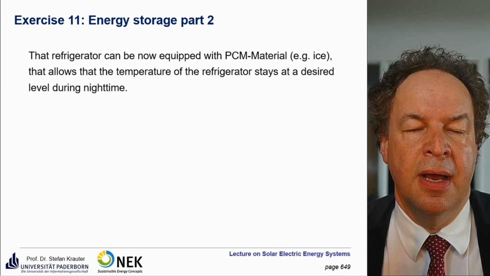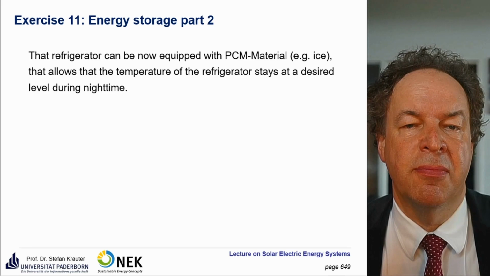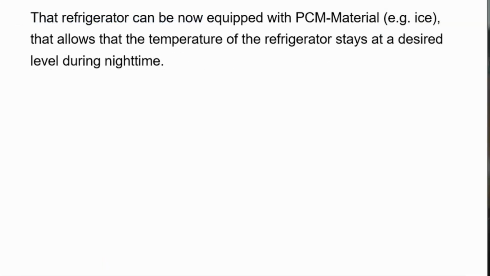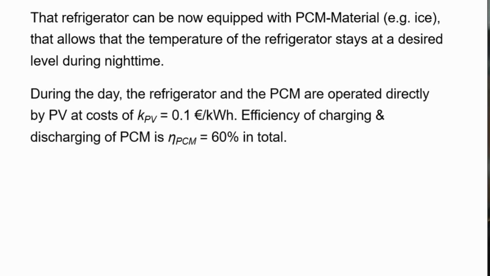So part 2. Now we equip that refrigerator with some phase change material, for example ice and so on. So we can use this ice as a thermal storage. So we don't have to power it at nighttime because it stays alone at the low temperature, at least until all the ice has been melted. This allows the temperature to stay at the desired temperature during nighttime. During the day, the refrigerator and the PCM are usually operated directly by PV at costs of also 10 cents per kilowatt hour. The charging and discharging of the PCM in a cycle has an efficiency of 60% in total.